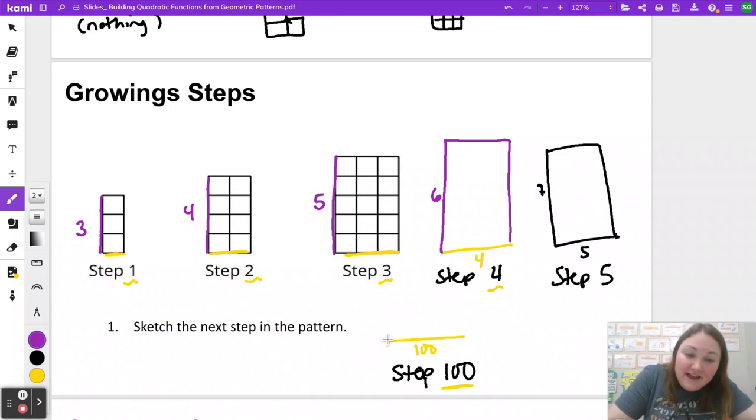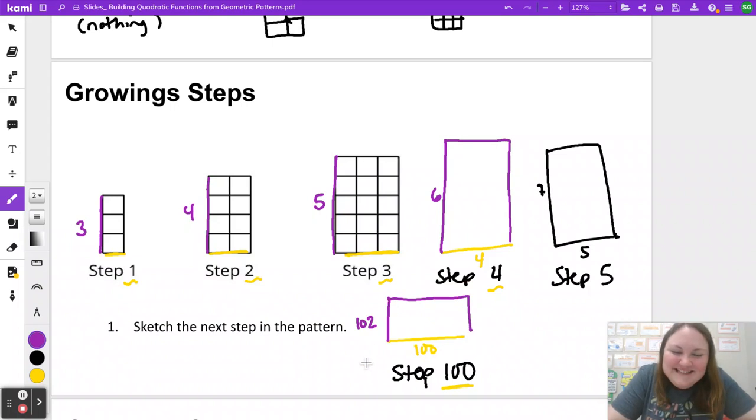And so here, the height, do you know what the height would be? It would be 102, which this picture is definitely not showing. But there's that important idea there of not just continuing this pattern, but being able to predict a real future one that's far away from steps 4 and 5. And so that helps me identify, okay, I know the width is my step number, and then my height is just going to be 2 more than that.